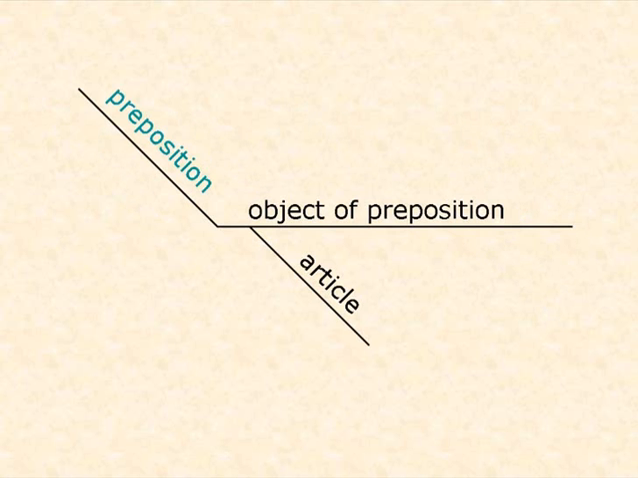It's difficult to show you the preposition without diagramming the whole prepositional phrase, which looks like this. The preposition goes on a slanted line, the object goes on the straight line, and any article goes on a slanted line beneath the object of the preposition.